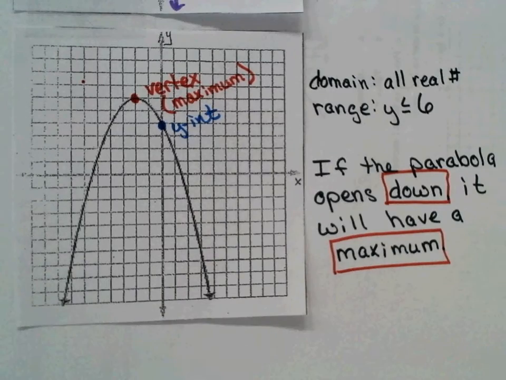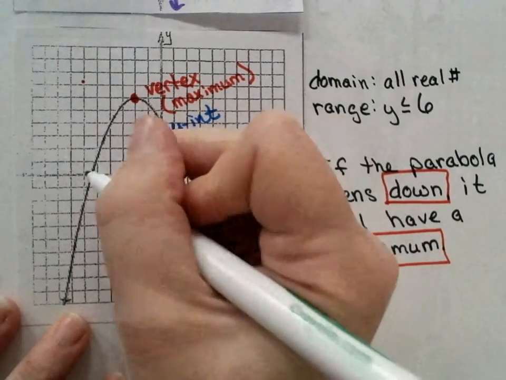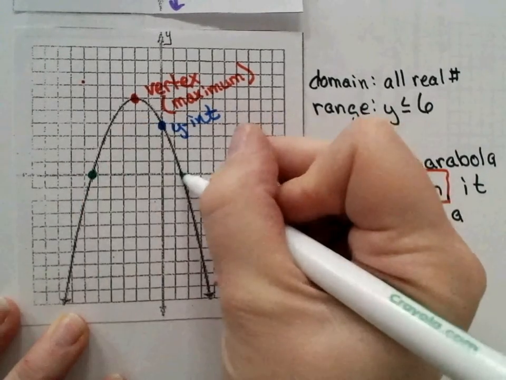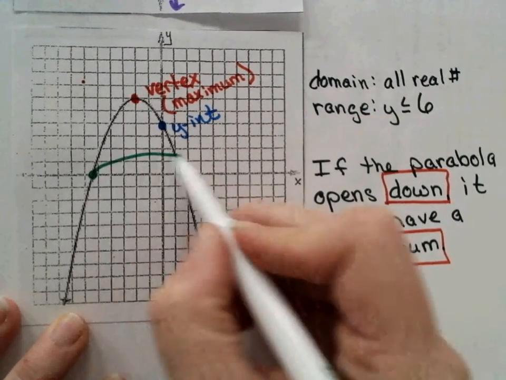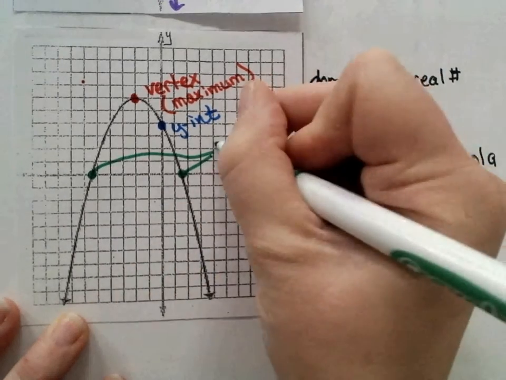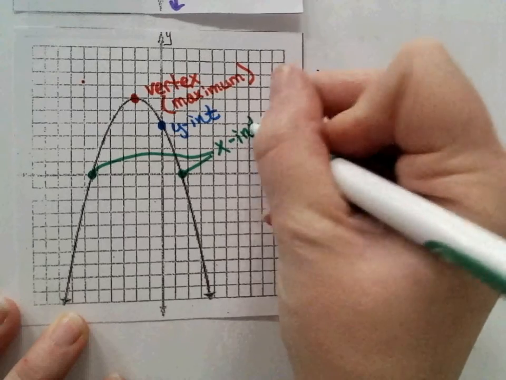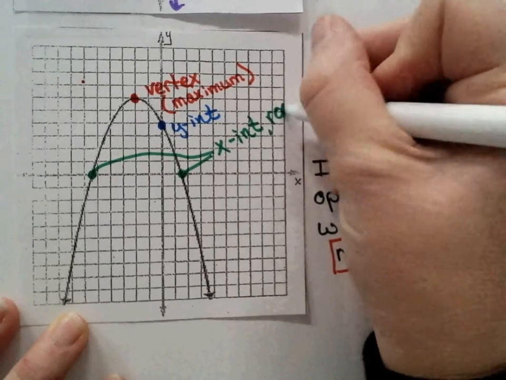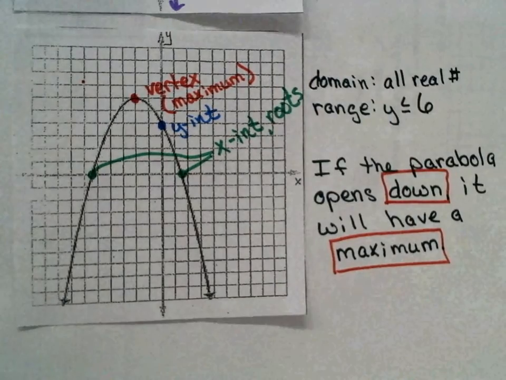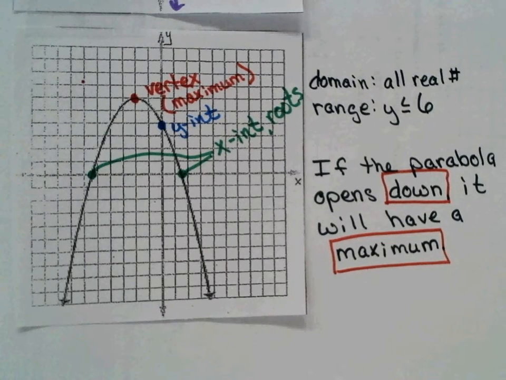I think we did x-intercepts next. So if I look on my x-axis, there's going to be 2 of them. So this is their x-intercept. Root. What else do we call x-intercept? Zeros. Zeros and solutions.